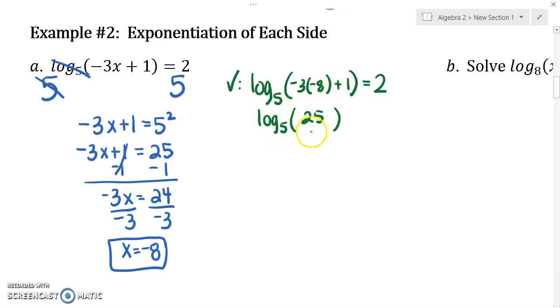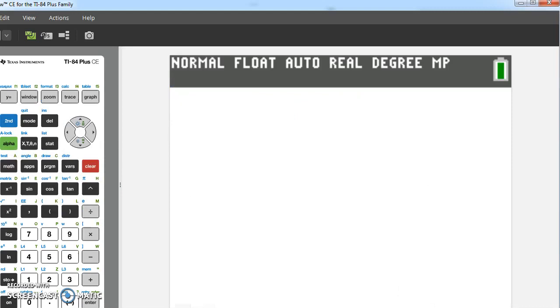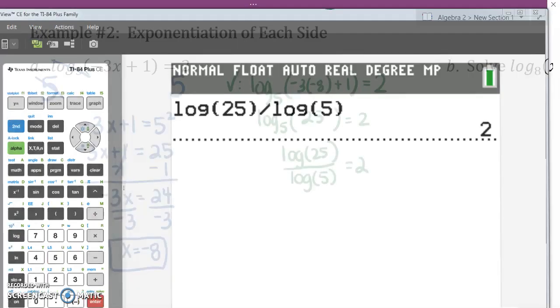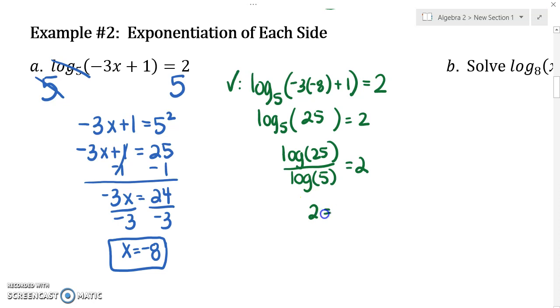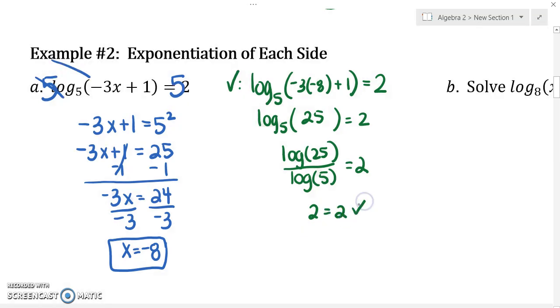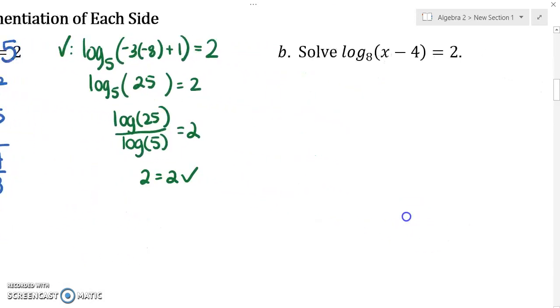And I'm going to type this into the calculator as a change of base. So I'm going to type log 25 divided by log 5 to see if that equals 2. If it does, then I know we are good to go. All right, let's check it out. So log 25, close it up, divided by log 5, and enter. 2, which is what we wanted. So 2 equals 2, and that is perfect, so that works. All right, let's go on to the next one.